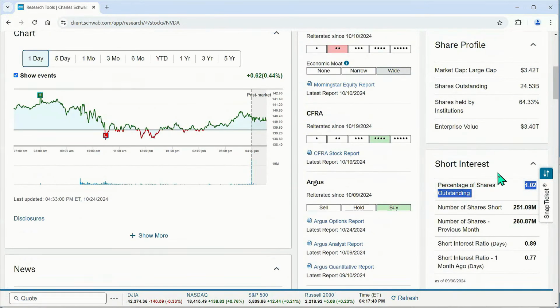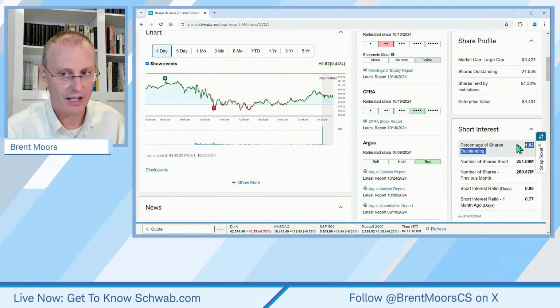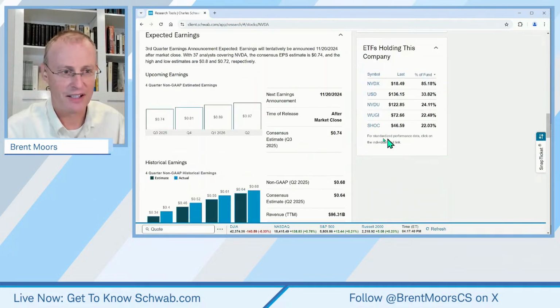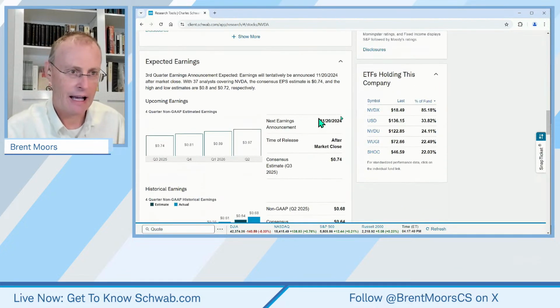Just for your own interest, look at stocks like GameStop, GME. See what their short interest is, or AMC. See what its short interest is. It's going to be a lot higher here.